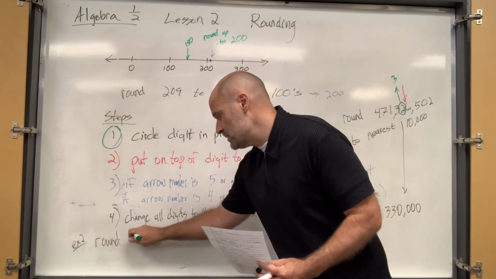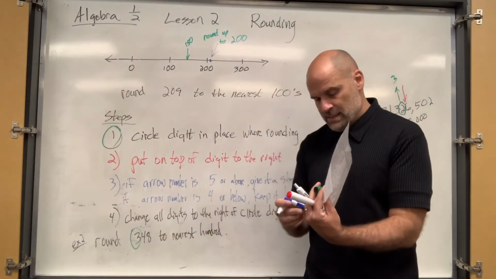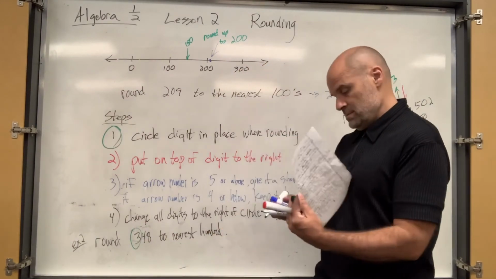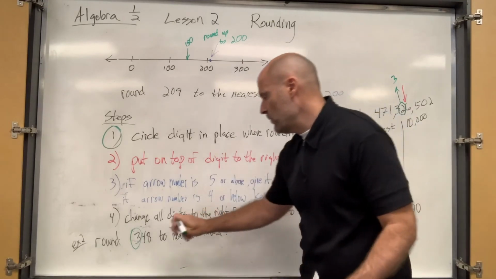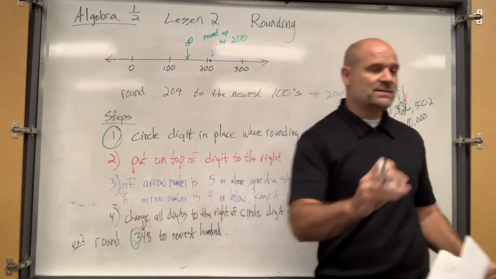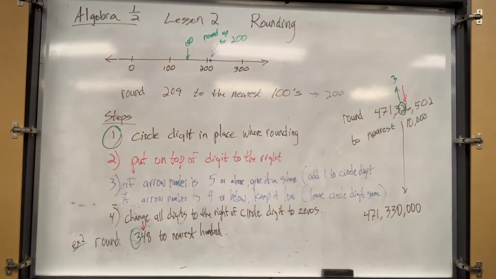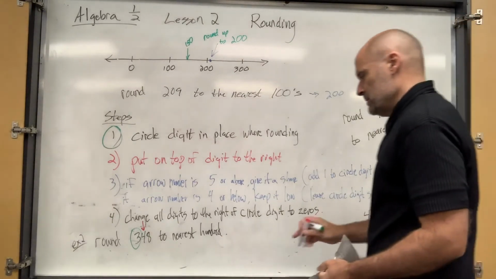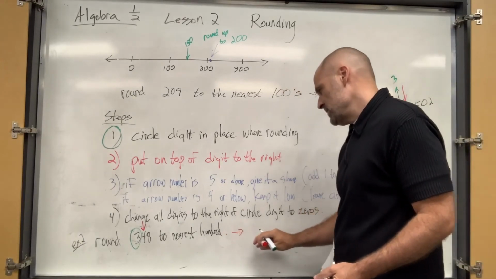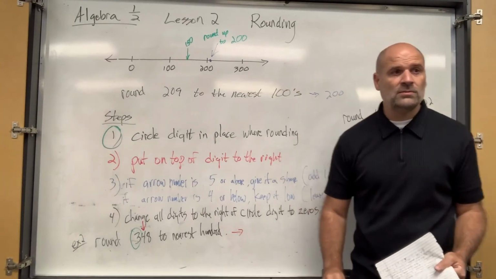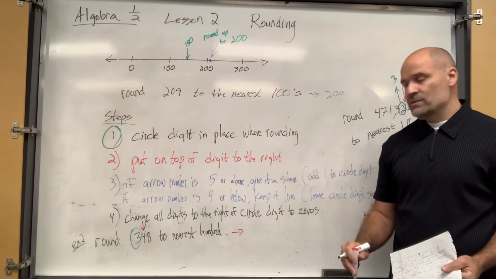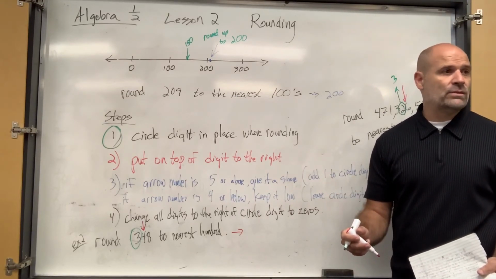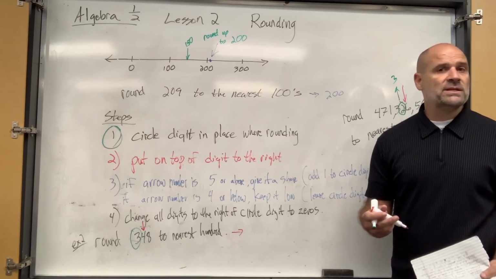We're rounding to the nearest 100, so we're going to circle the 3. And then we're putting an arrow on top of the 4. So that 4 tells us it's not quite halfway yet. So it's still closer to the 300. There's more. Okay? If it's 4 or below, what do we do with that 3? Keep it low, so we're going to keep that 3 a 3. So the circle number doesn't change.